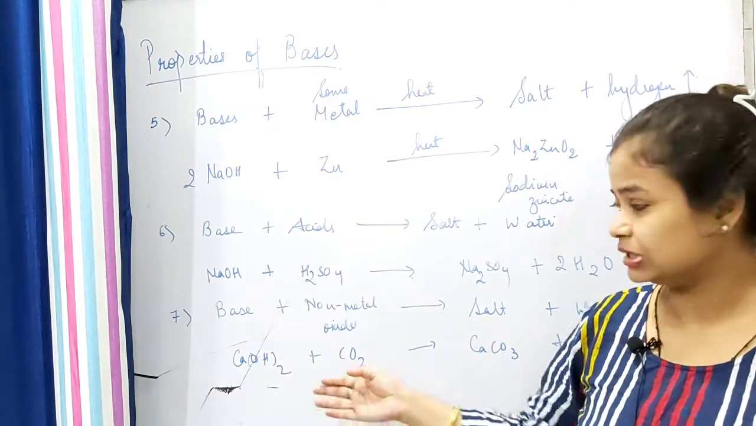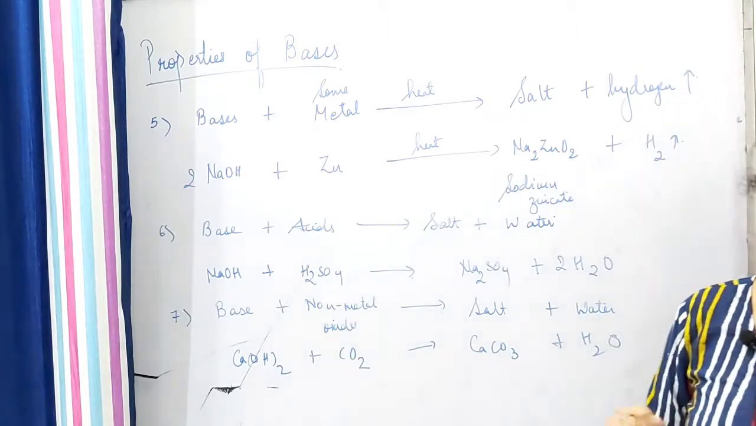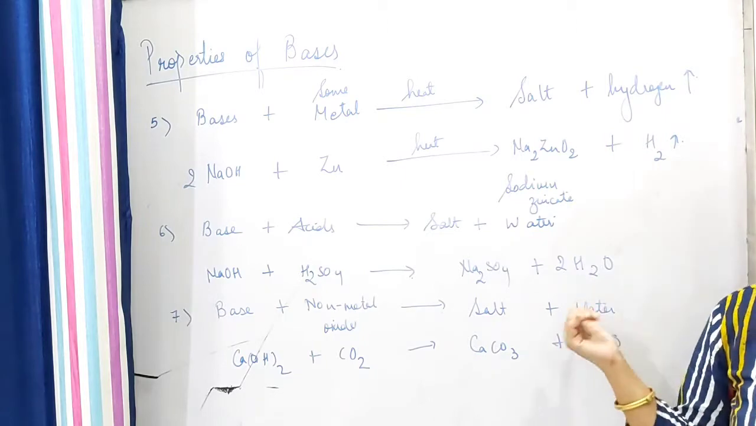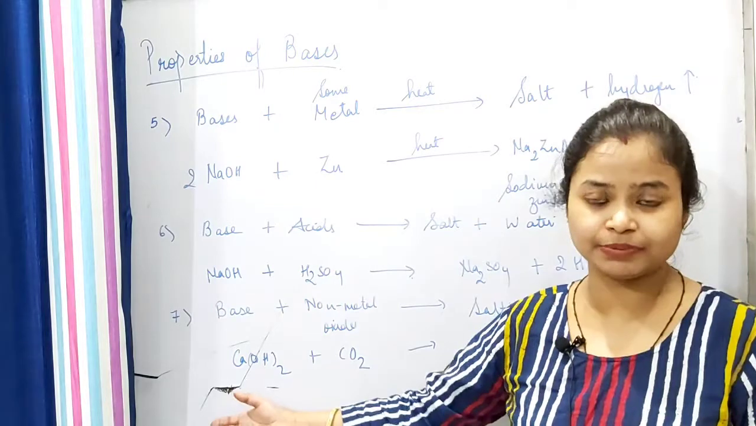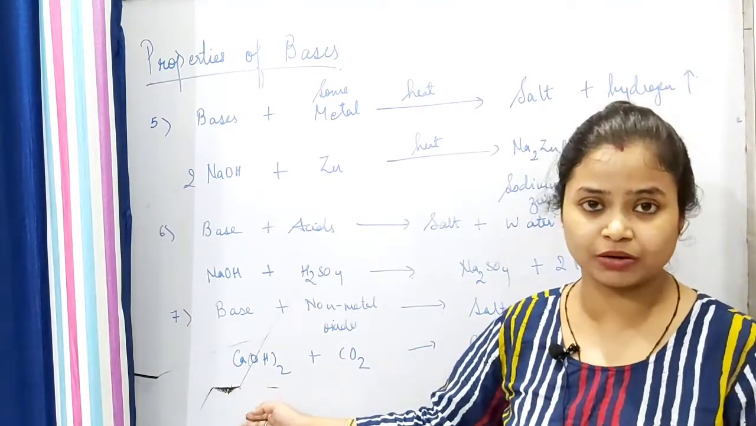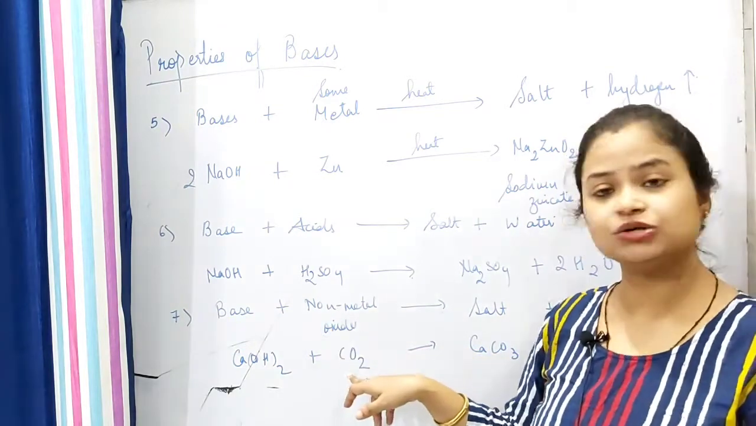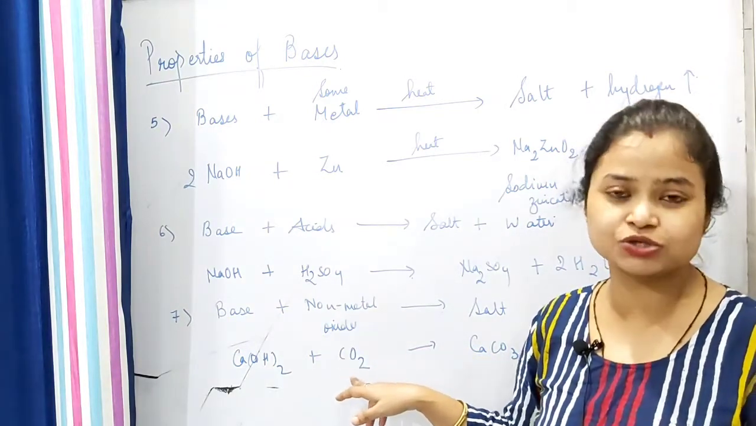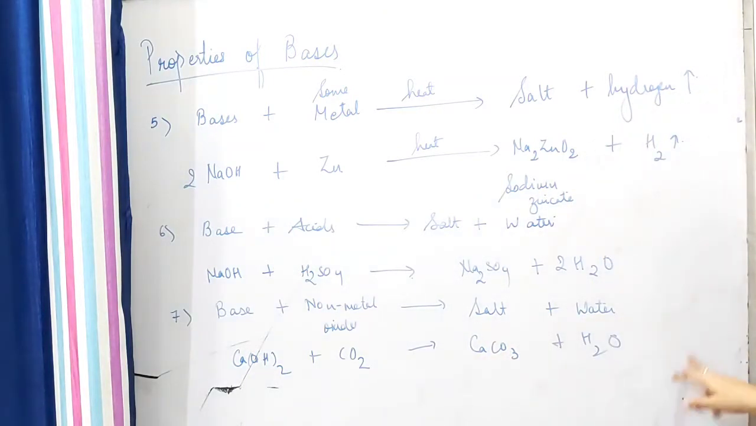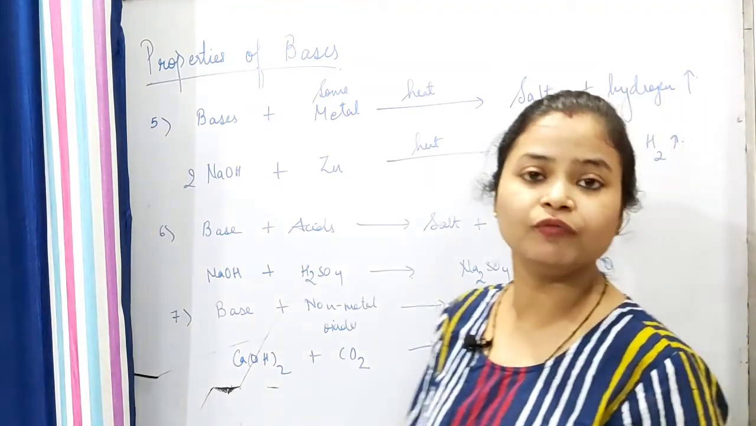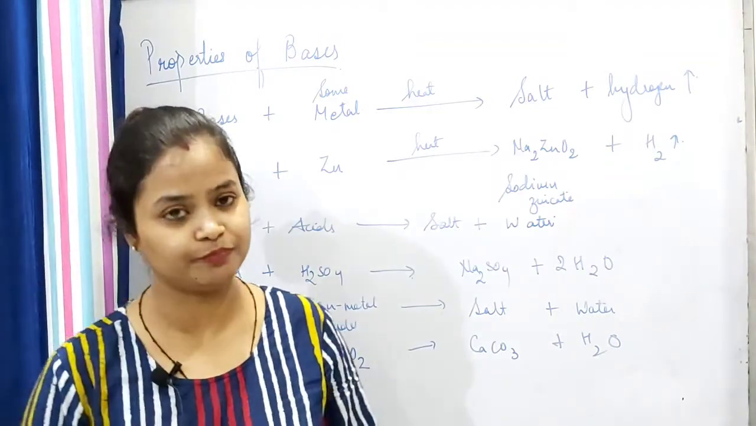Then the next property is that bases have the tendency to react with non-metal oxides to give salt and water. You can take any base as an example. One example I have given over here is calcium hydroxide, which is reacting with the non-metal oxide CO2. C is a non-metal and its oxide is CO2. So it will give the salt calcium carbonate, along with the liberation of a water molecule. So these are the chemical properties of bases.